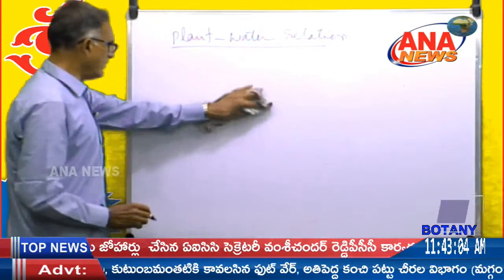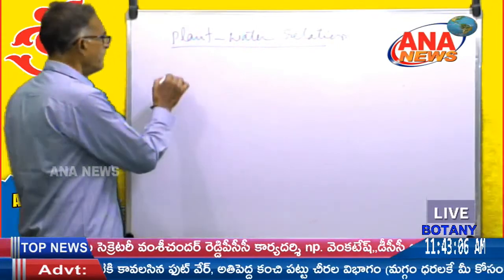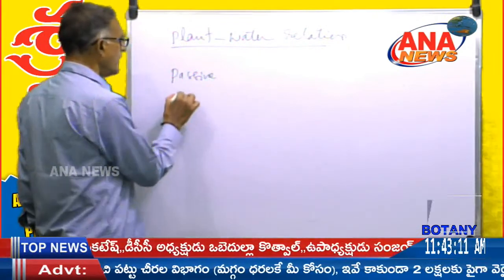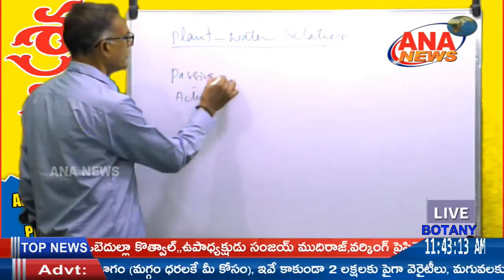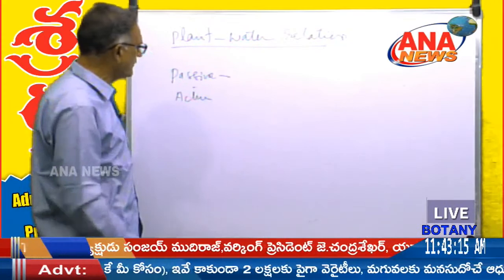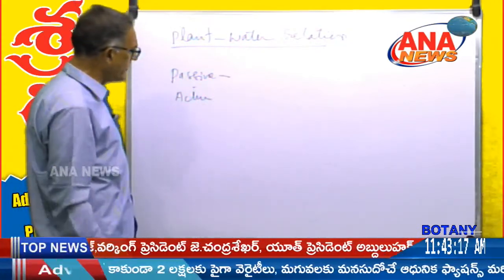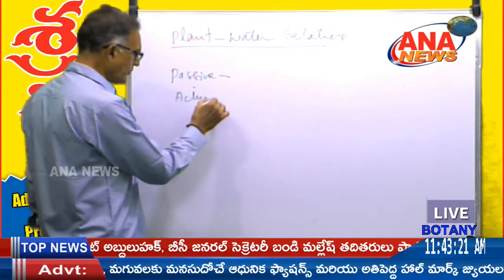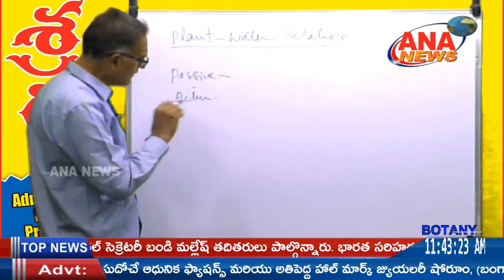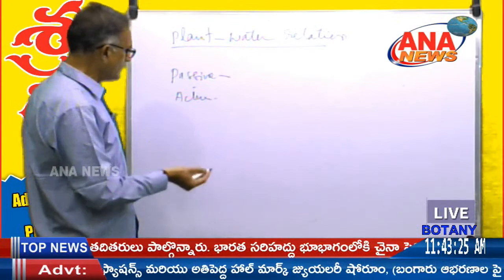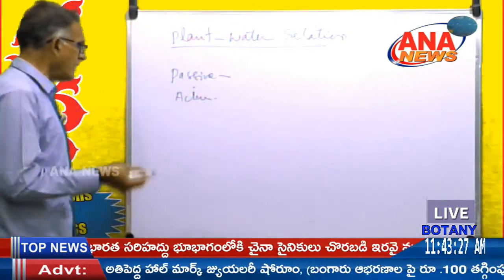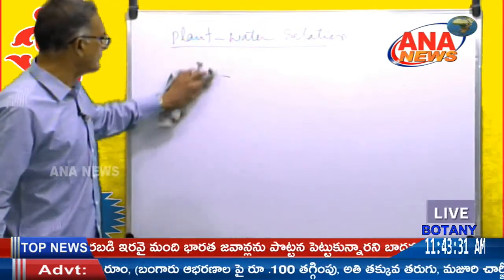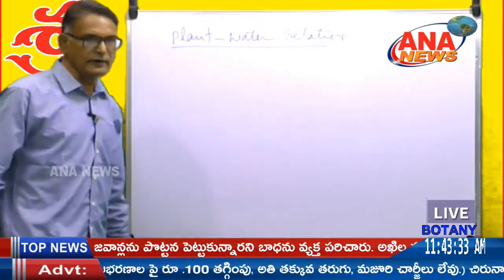At the same time we discussed passive transport and active transport. Passive transport, without utilizing metabolic energy, the substances are passed across the membrane and translocate; that is the passive movement. Active transport means by utilizing metabolic energy, ATP, the substances are passed across the membrane against the concentration gradient; that is the active transport. Now we shall discuss plant-water relations.